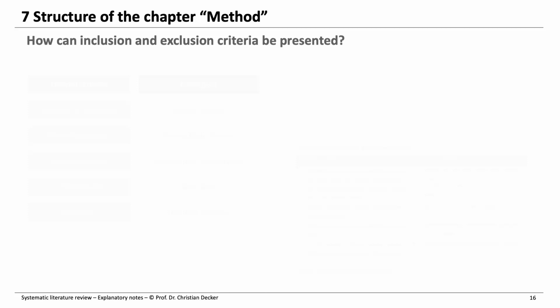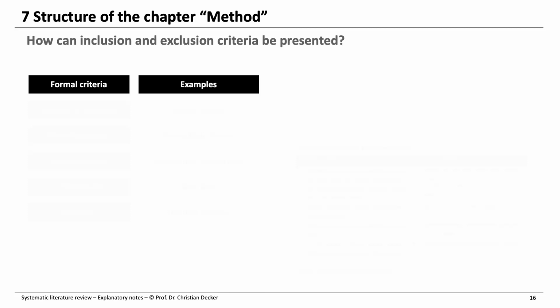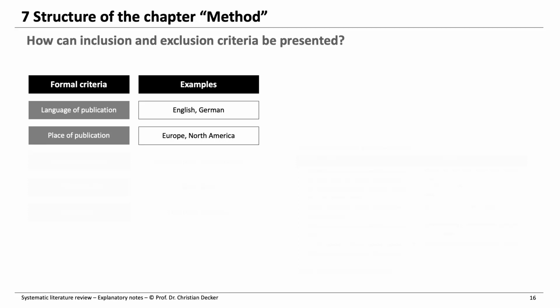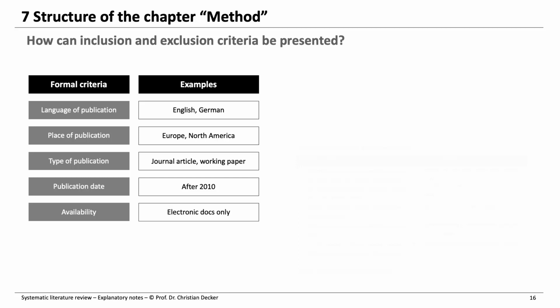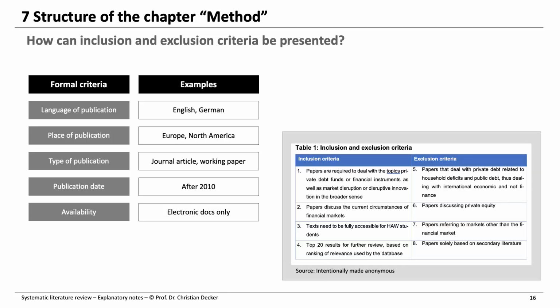How can inclusion and exclusion criteria be presented? Inclusion and exclusion criteria should be selected according to the research question and context. The formal criteria may relate to the language of publication, the place of publication, the type of publication, the publication date, the availability in electronic or physical form, etc. Additionally, material criteria related to the topic at hand should be formulated. Formal and material inclusion and exclusion criteria can be presented in a table.